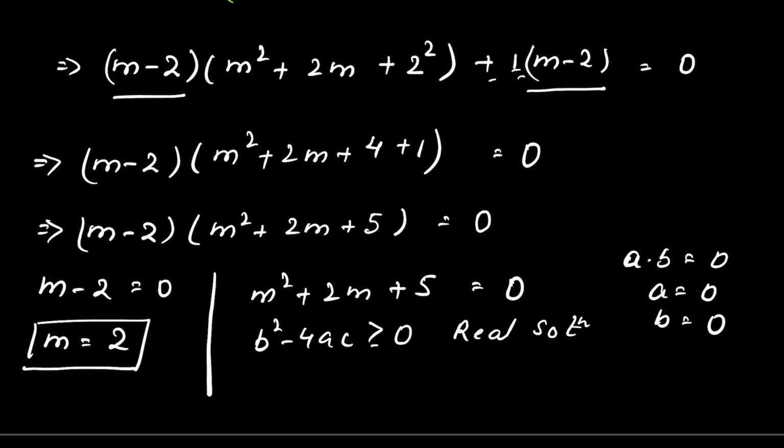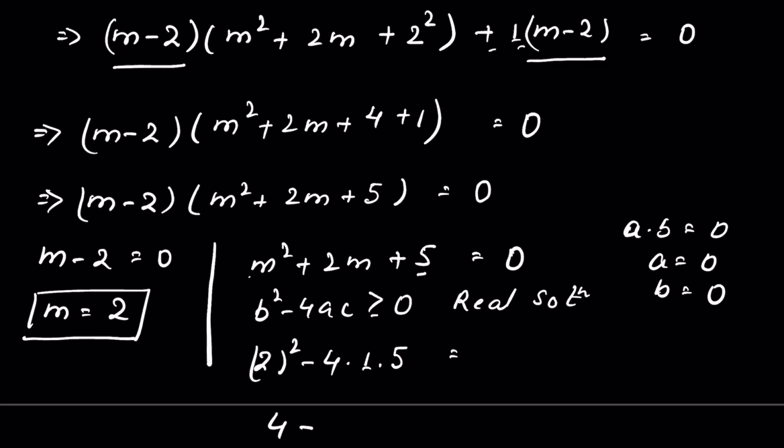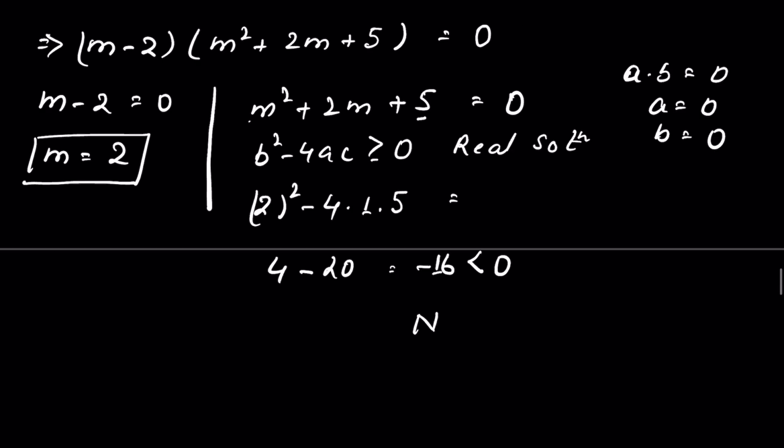So b here is 2, so 2 square minus 4, a here is the coefficient of m square, so times 1, and c here is 5, so it is times 5. 4 minus 4 times 5, which is 20, so this is equal to minus 16, which is less than 0, that means no real solution.